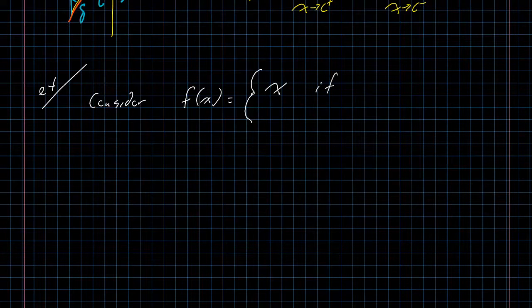x if x is less than, let's make that strictly less than 0, and f of x is equal to x squared if x is greater than or equal to 0.